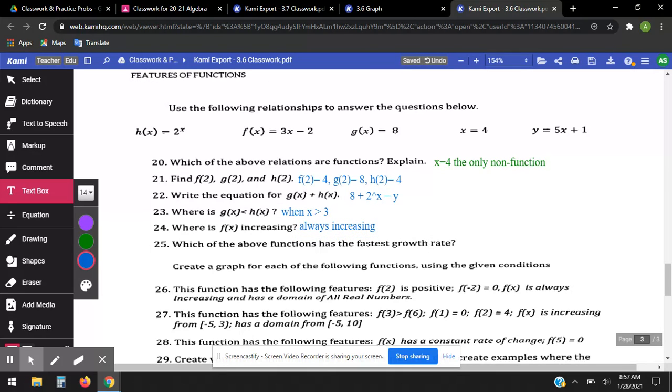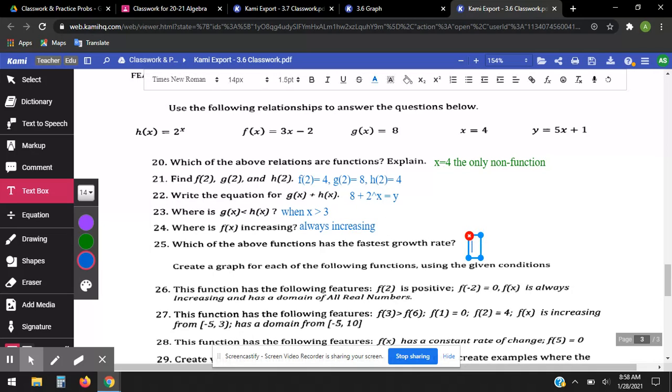All right, which of the above functions has the fastest growth rate? Well, if we're looking at the rates or the ratios on here, we know that exponential is going to go faster than a linear. And these are just straight lines, so they're not going to count. That's a linear. That's a linear. H of x is the only exponential. So we would put h of x equals 2 to the x.